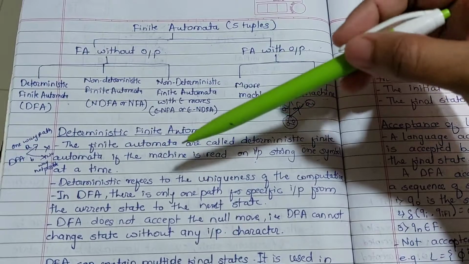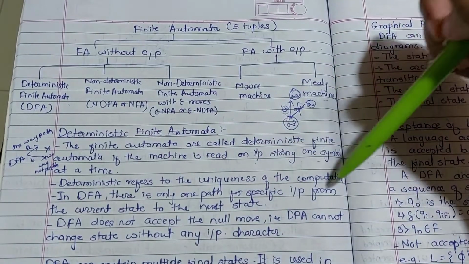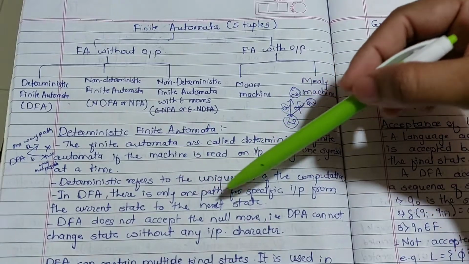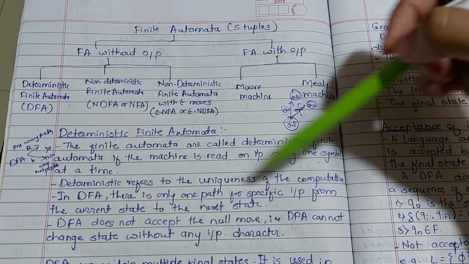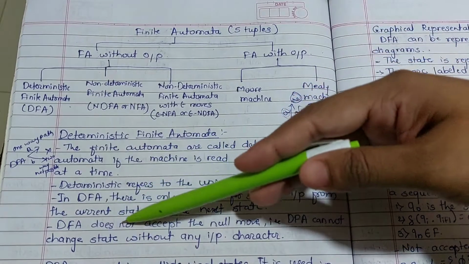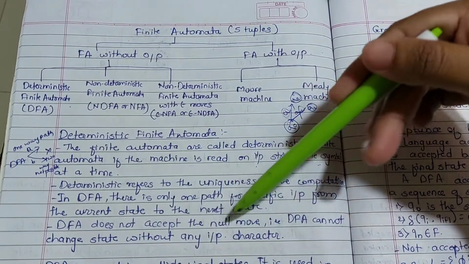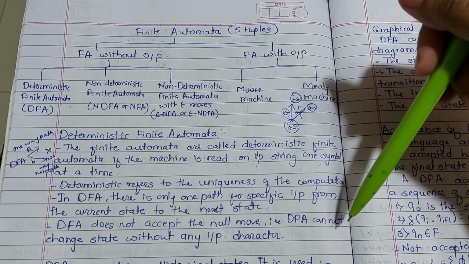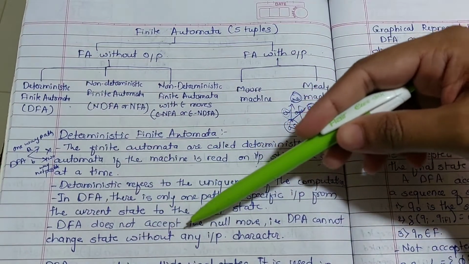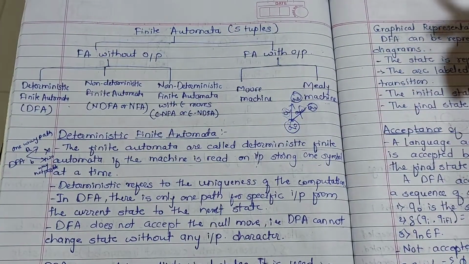Next, deterministic refers to the uniqueness of the computation. In DFA, there is only one path for a specific input from the current state to the next state. DFA does not accept the null move, or you can say the epsilon values. That is, DFA cannot change the state without any input character.